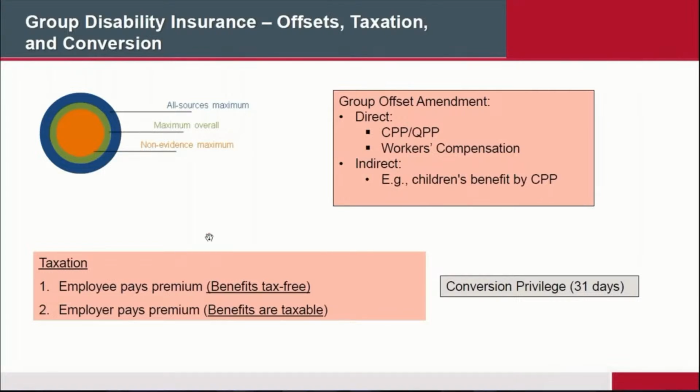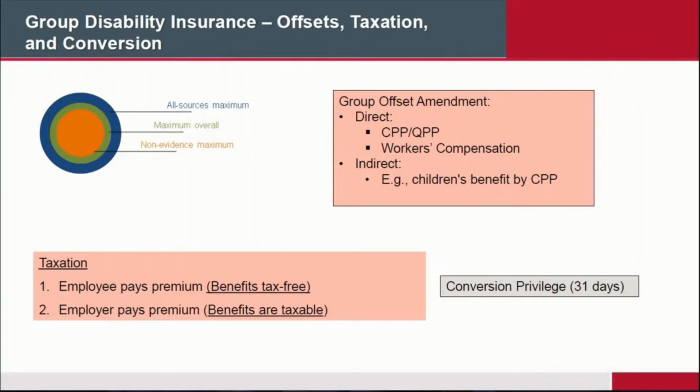The next thing we have to look at is taxation. This is very, very important. Again, you're going to get a question on the exam about this. Basically, if the employee pays the premium for the group disability benefit, then the benefit at the other end will be tax-free. So let's say that the premium was $1,000 a year, and your benefit is $3,000 a month, let's say, and you became disabled. Even though your employer has been deducting that $1,000 from your paycheck, you're paying for it. Okay, you're paying for it.